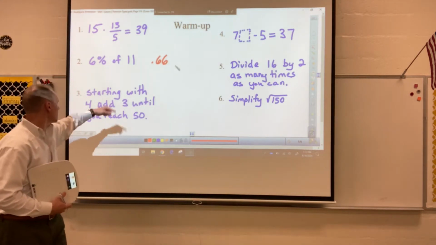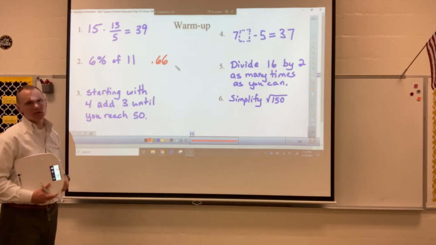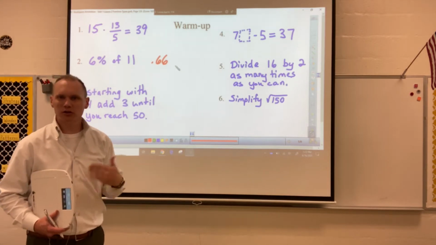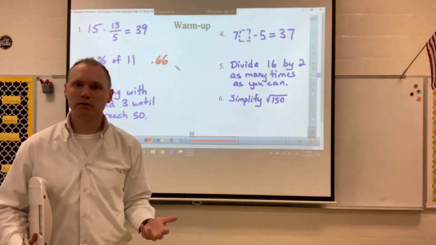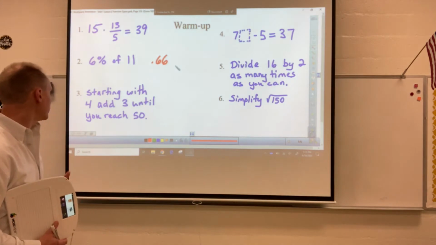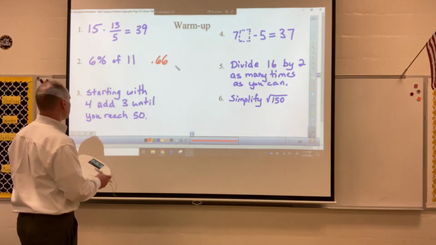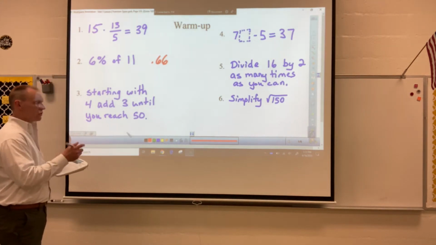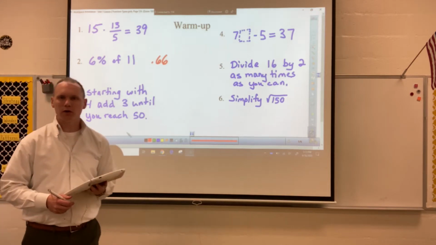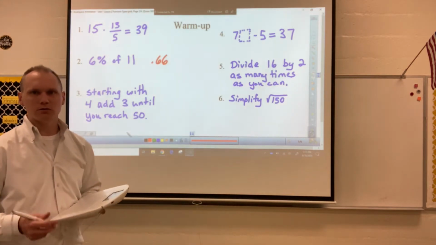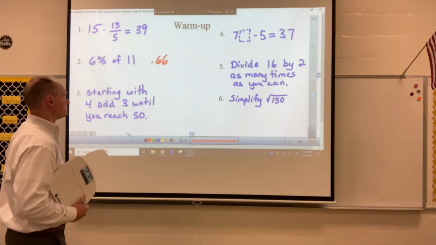All right, starting with 4 and add 3 until you reach 50. Really, this is that repeated addition idea behind what we call a linear function, because you're adding 3 each time until you reach 50. So hopefully that was a good little practice for you. Again, just getting back into the routine of adding numbers.